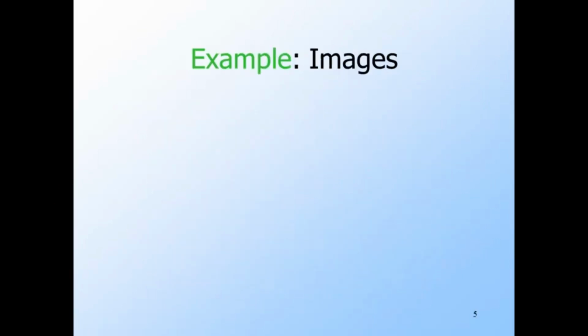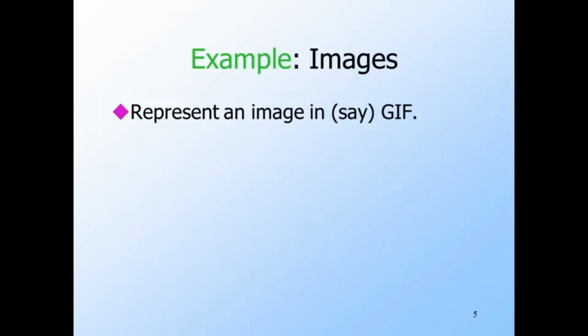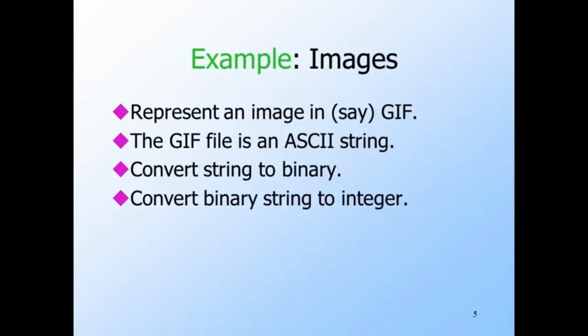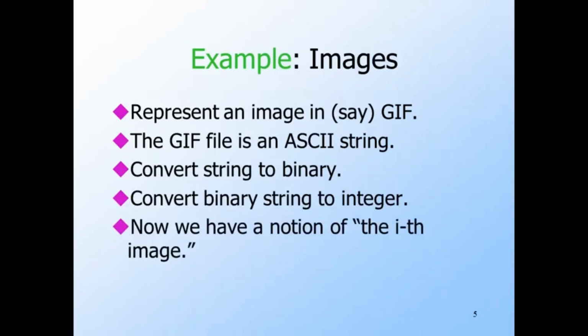For a wilder example, consider images as a data type. There are many representations of images. Let's talk about GIF. A GIF file is an ASCII string, so convert ASCII to binary, and then the binary string to an integer in the way we just discussed, and bingo, you have a notion of the ith image.